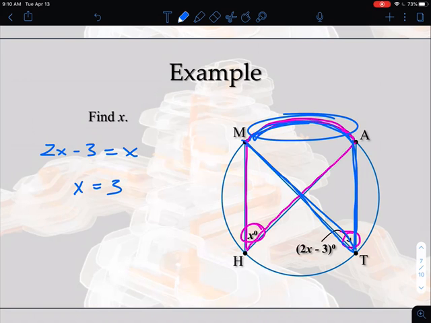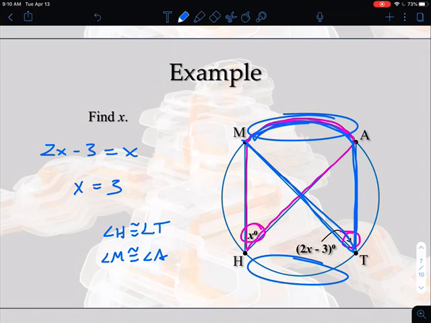We would get x equals 3. So anytime we see two angles open up to the exact same arc, we know that we're going to have equal angles. And so in this case too, besides angle H, so angle H in this case was congruent to angle T, we also would know that angle M would be congruent to angle A because those open up to the same arc down here.